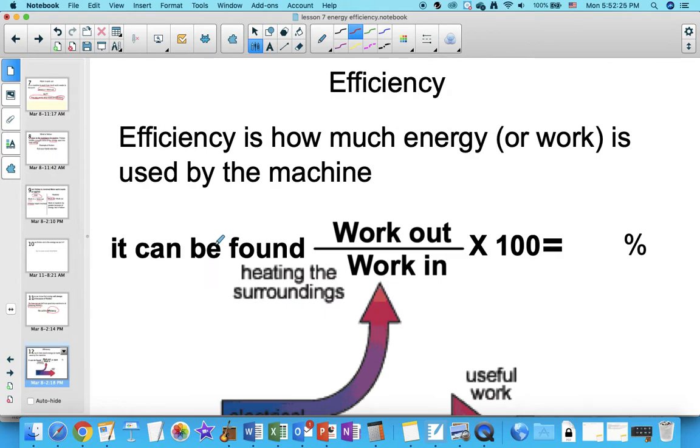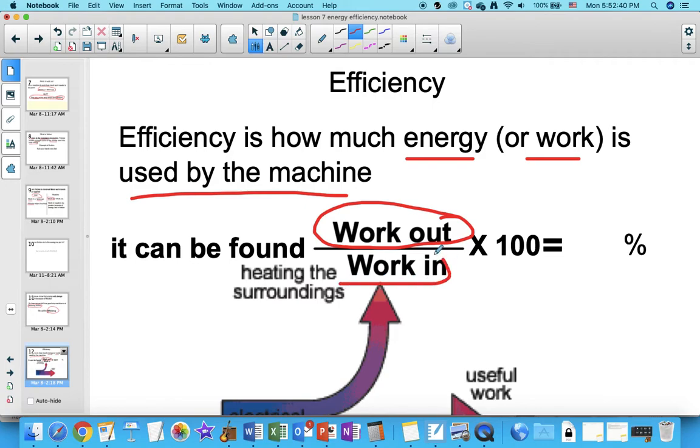So efficiency is used to calculate how much energy or work is being used by the machine. It can be found by taking work out, the amount of work put out by the machine, and dividing it by the amount of energy or work put into the machine. That gives you a decimal. You multiply that by 100 and you'll get a percent. And so we can say something is a certain percent efficient.